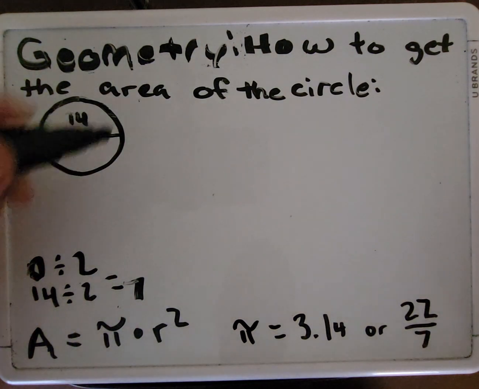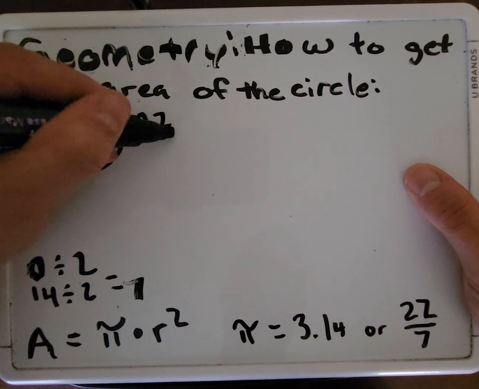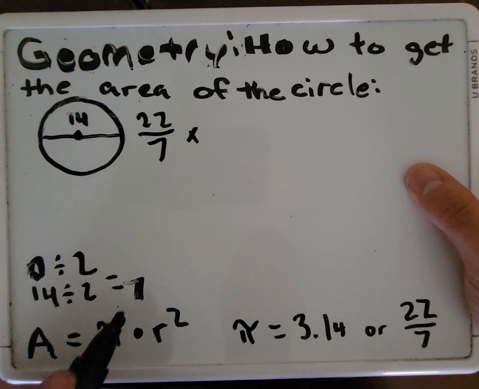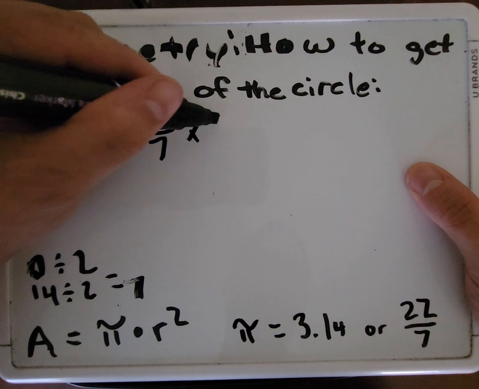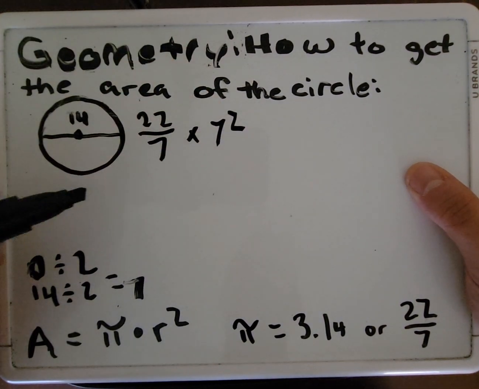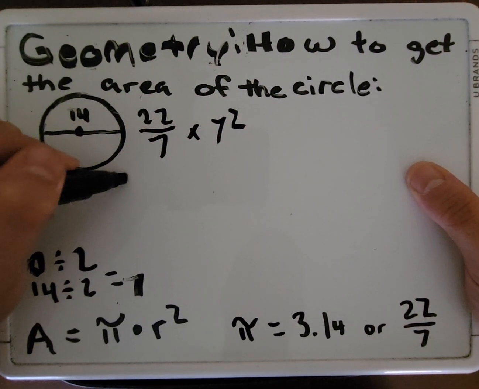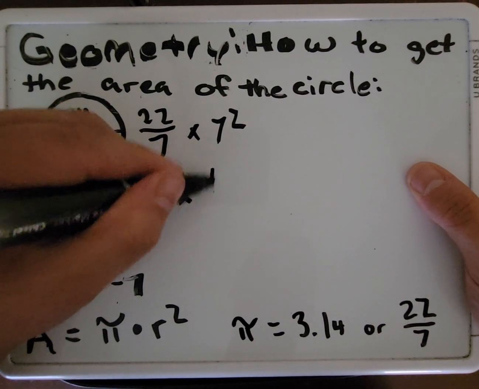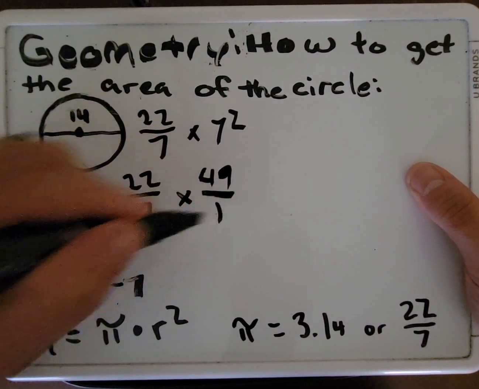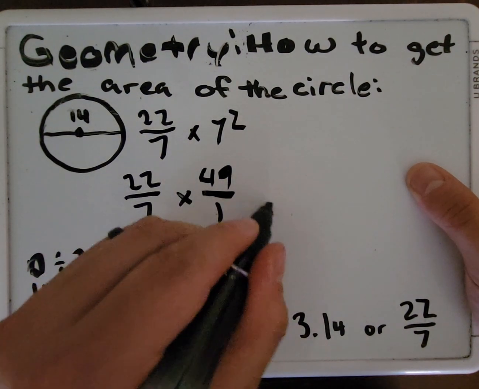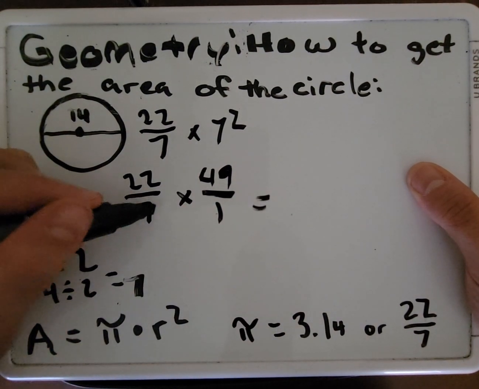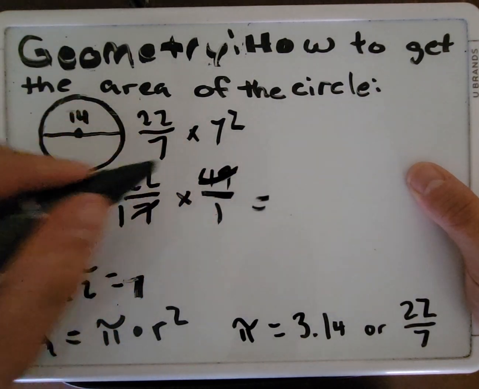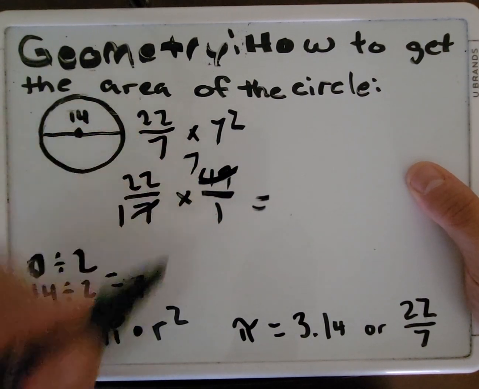So pi, which we're going to do 22 over 7, times radius, which is 7 squared. So what that's going to look like is 22 over 7 times 7 times 7 is 49 over 1, right? So we're going to simplify first. We're going to reduce. 7 can go into 7 once. 7 can go into 49 7 times.